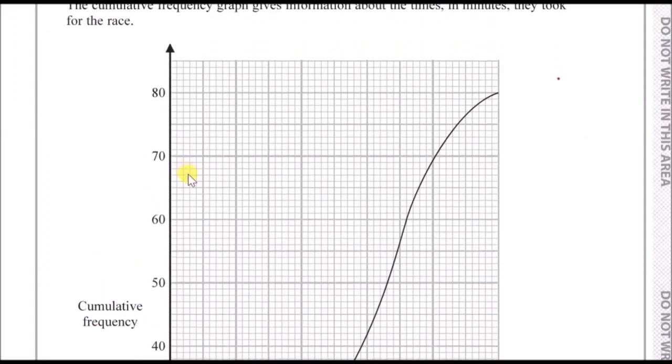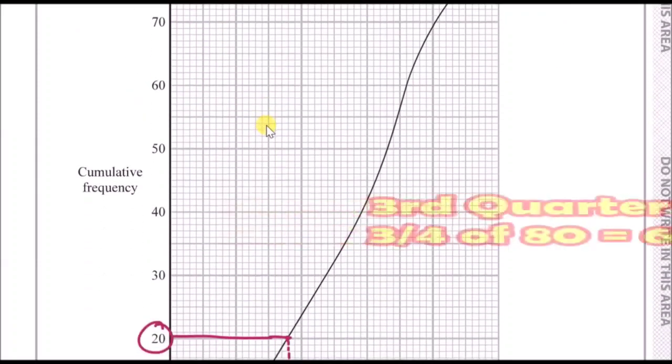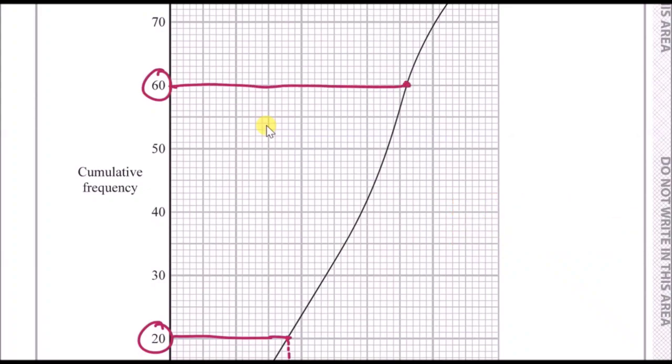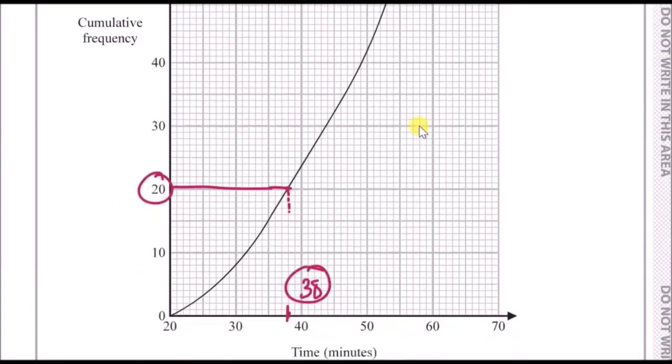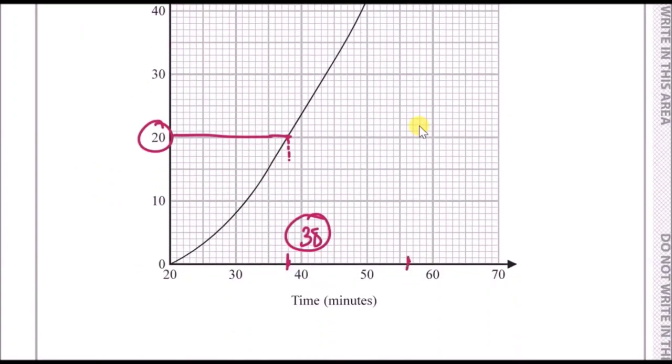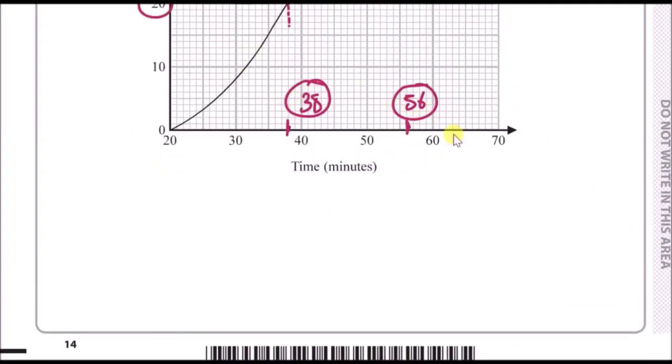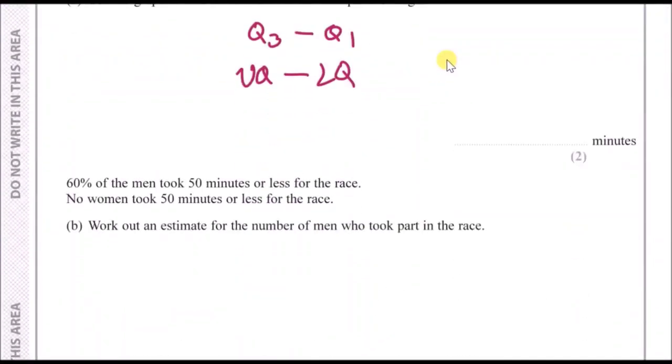As for the upper quartile, that's pretty much the third quartile. Well, 3/4 of 80 is 60, so it's going to be here. And then again, that translates to about somewhere over here, which shoots down to 56. So that's your upper quartile. So the interquartile range is just the difference between 56 and 38. So 56 minus 38 should give us 18 minutes. And yeah, that's this part done.